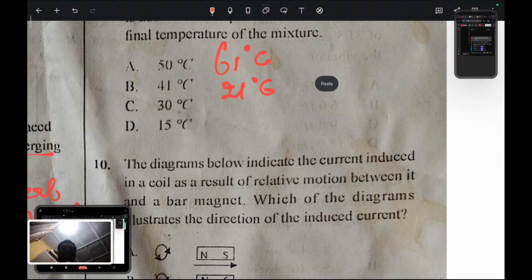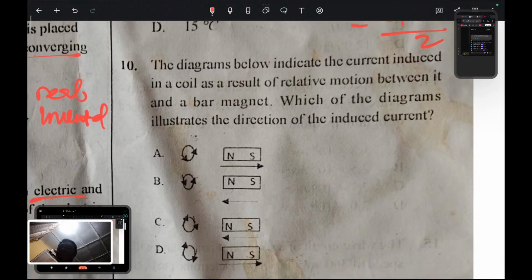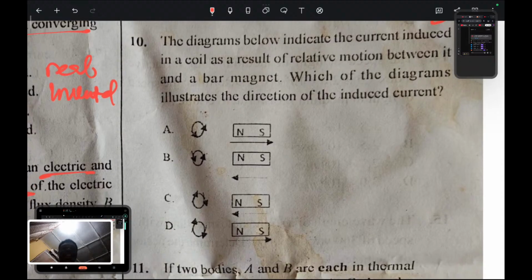Are you here? Because the masses are equal, the final temperature, theta, will now equal what? Theta 1 plus theta 2 divided by 2. So this will give us what? 61 plus 21 divided by 2. Can you see how cheap this question is? If it is an exam, this should take you 10 seconds. You are done. Alright? So our answer should be 41 degrees, option B. Can you still see that this is option B? So please prepare adequately and you pass your exams perfectly.